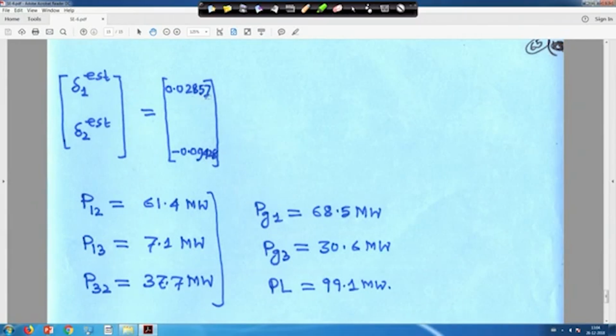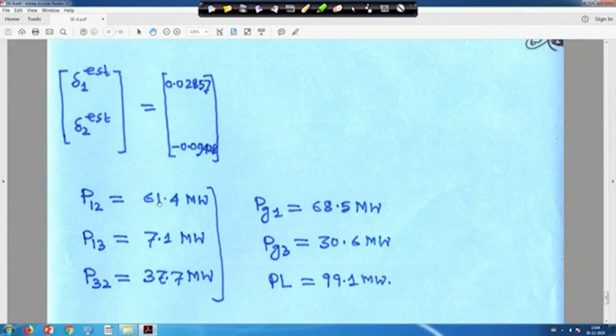Delta 1 estimated is 0.0285 radian, and delta 2 estimated you will get minus 0.09428 radian, right. Based on these estimated values you will get P12 equal to 61.4 megawatt, P13 you will get 7.1 megawatt and P32 you will get 37.7 megawatt. Pg1, if you calculate, is 68.5 megawatt, Pg3 is 30.6 megawatt, PL is equal to 99.1 megawatt. So, from this example you can see that we have used all the 3 state variables, and based on that we have computed the delta 1 and delta 2 estimated values.